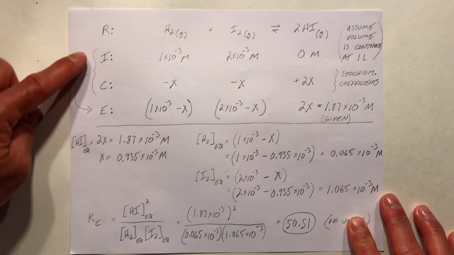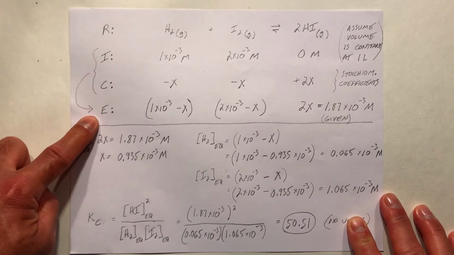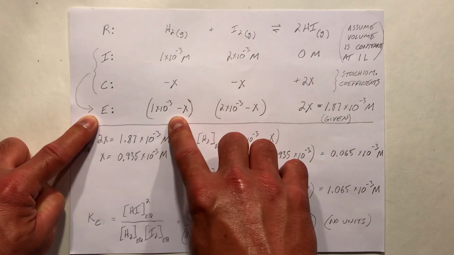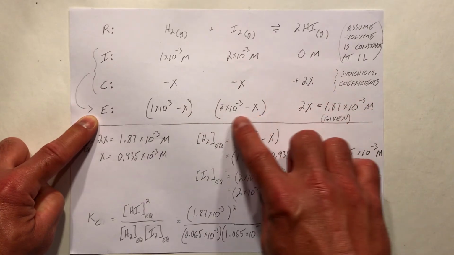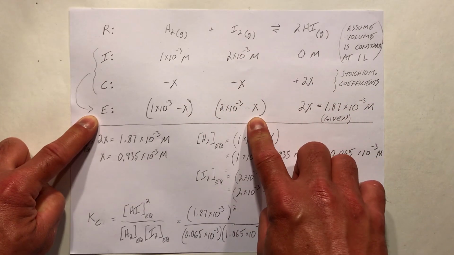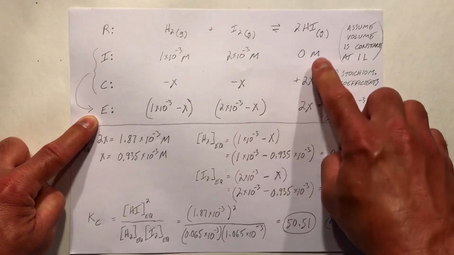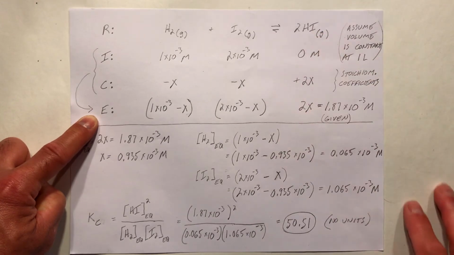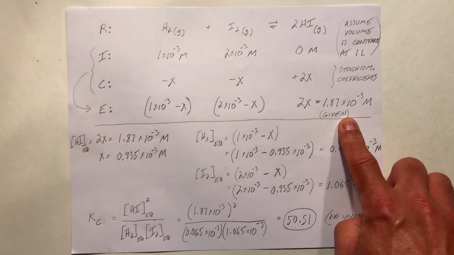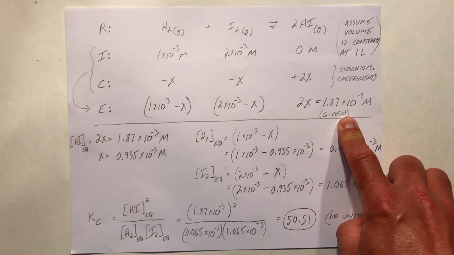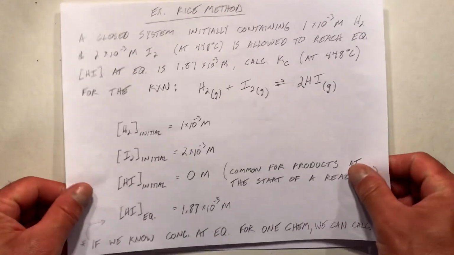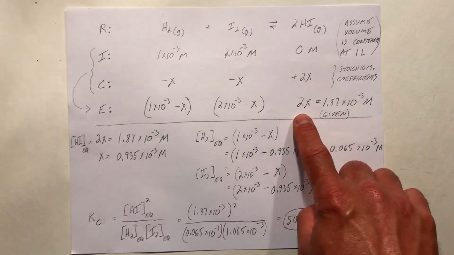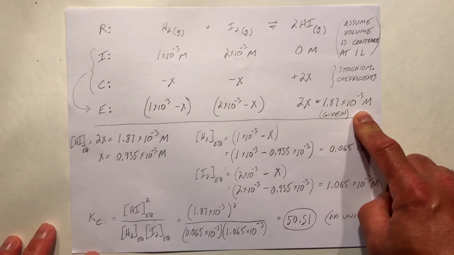Now, if we sum up the initial condition and the change in conditions, we get the equilibrium condition. So 1 times 10 to the negative third minus X is the equilibrium amount of H2. 2 times 10 to the negative third minus X is equal to the equilibrium amount of I2. And 0 plus 2X, which is just equal to 2X, is the equilibrium amount of HI. Now remember that we were given in the problem that the concentration at equilibrium for HI was 1.87 times 10 to the negative third molarity. So we know that 2X is equal to this. So that's always going to be our starting point here.